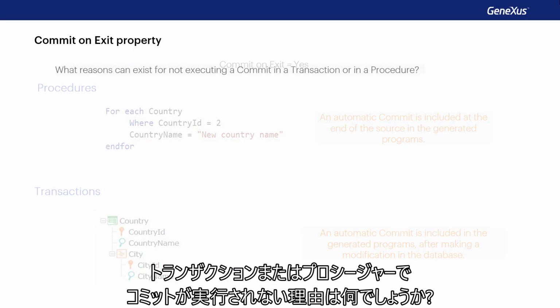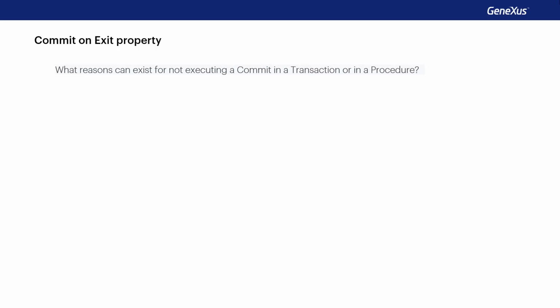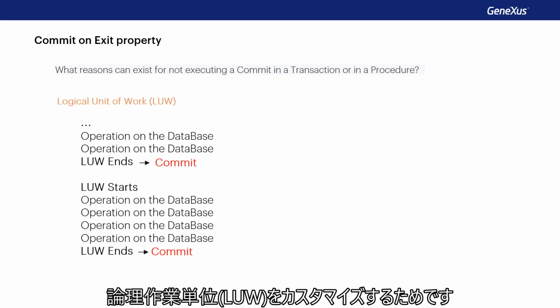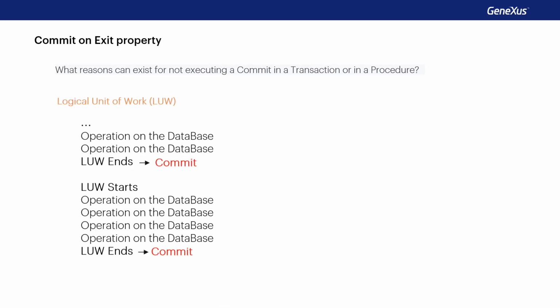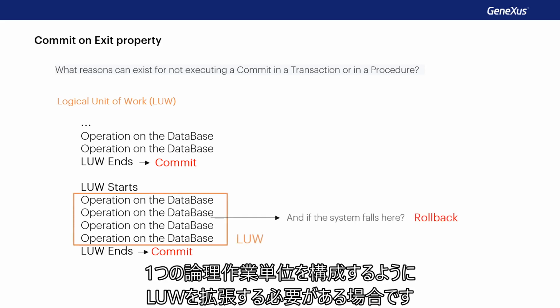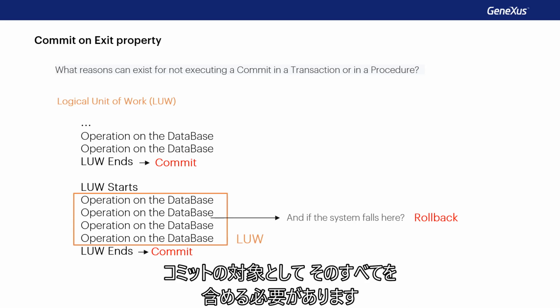What may be the reasons for not executing a commit in a transaction or procedure? To customize a logical unit of work, or LUW. This means that it's necessary to expand an LUW so that, for example, several procedures, or a transaction with one or more procedures, form a logical unit of work, and it's necessary for a commit to cover all of them.